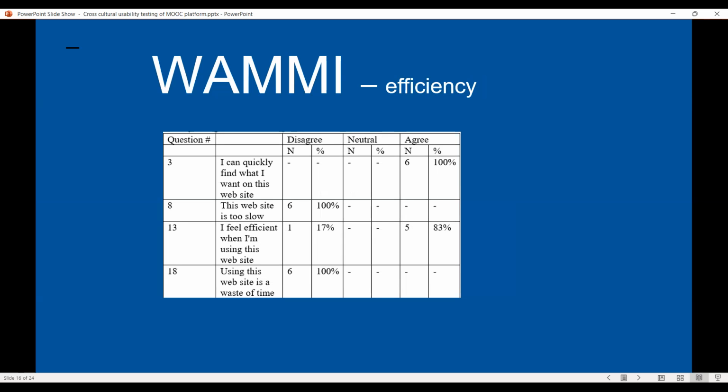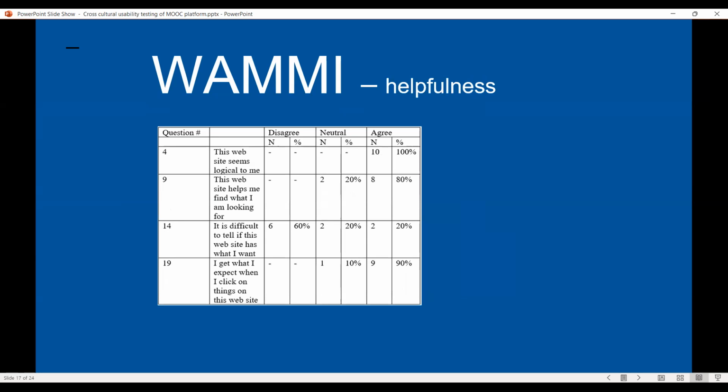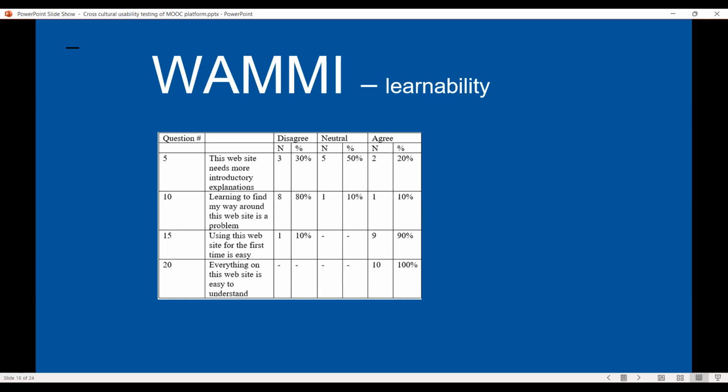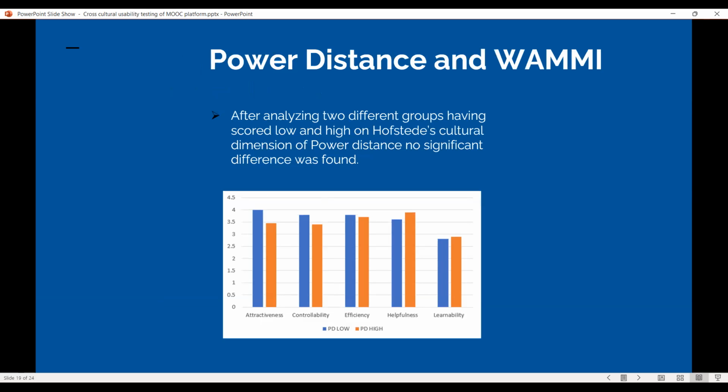About the efficiency, participants answered questions about how quickly they can find something on the website. Is the website too slow? Are they feeling efficient when using the website? When giving answers about helpfulness, they were talking about whether the website seems logical. Can they easily find what they are looking for? And when it comes to learnability, they were assessing these questions.